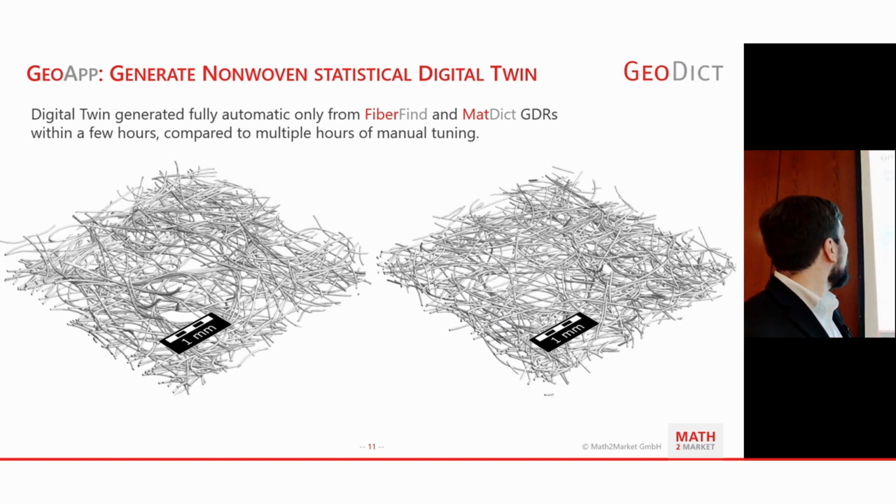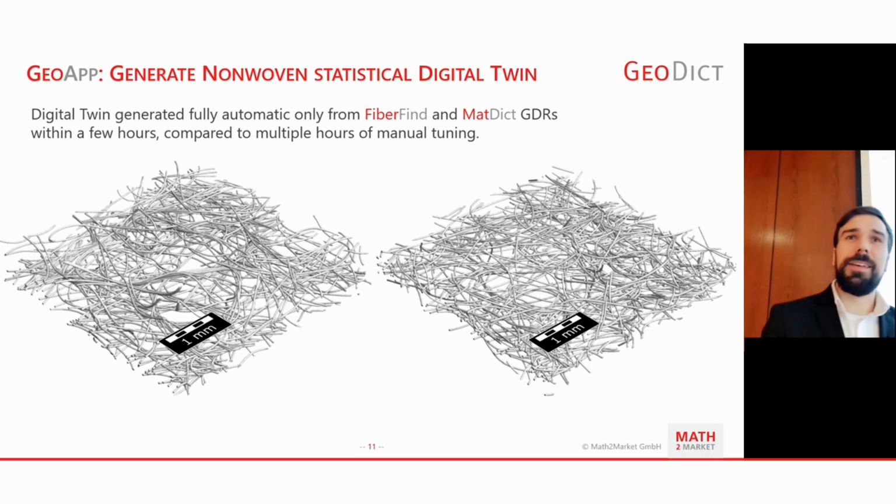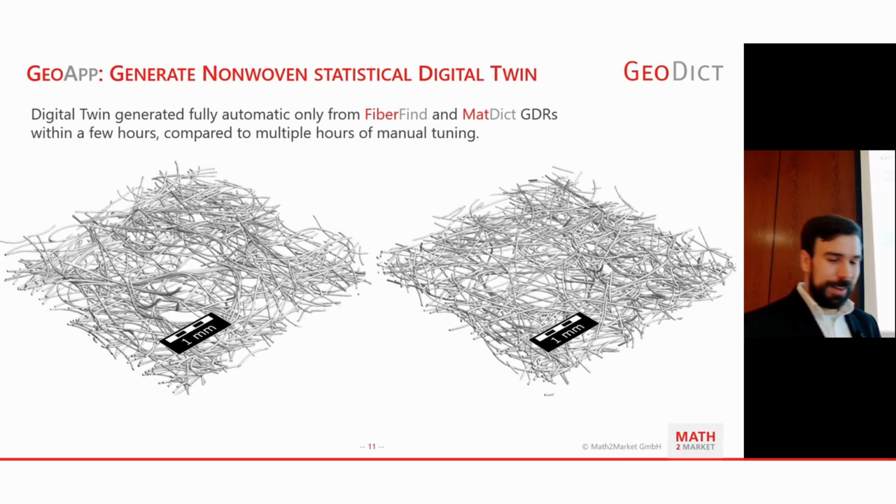So then we have a first test. We have here one real scan and one FiberGeo-generated non-woven from the app. Maybe everybody raises their hand who thinks that the left one is the digital twin, and who thinks that the right one is the digital twin. Okay, you were right. Yes, basically these fibers that are bundled up give away which is the digital twin. Right, this is the digital twin.